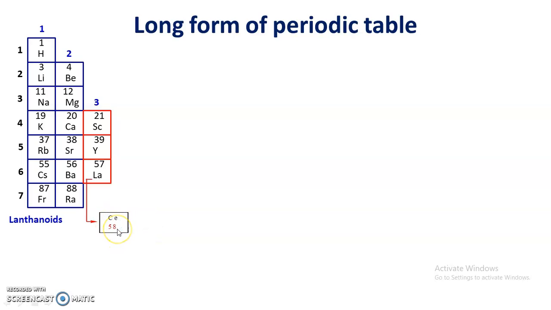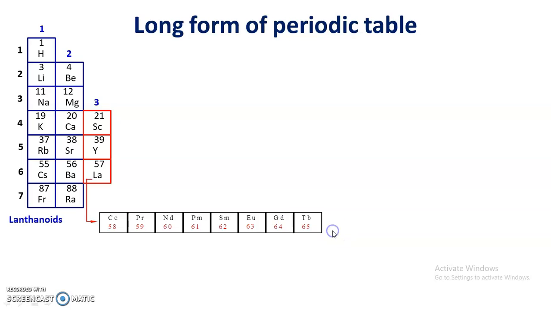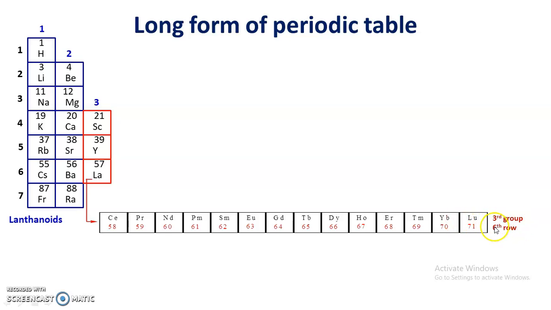So here is cerium, it is lanthanide and 4F series element. Then praseodymium, neodymium, promethium, samarium, europium, gadolinium, terbium, dysprosium, holmium, erbium, thulium, ytterbium and lutetium. So from atomic number 58 to 71, these are the lanthanides and they are placed in third group and sixth row. Now after lanthanum in third group there is actinium.